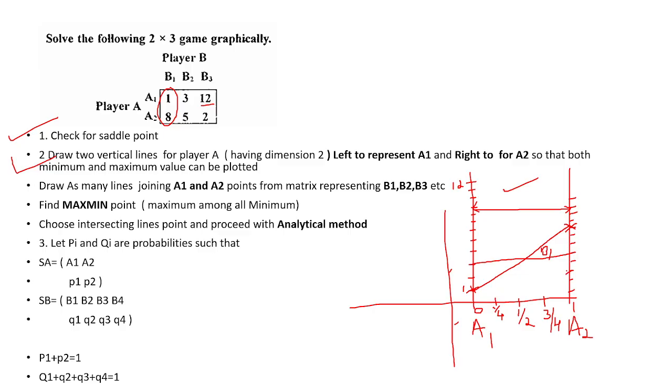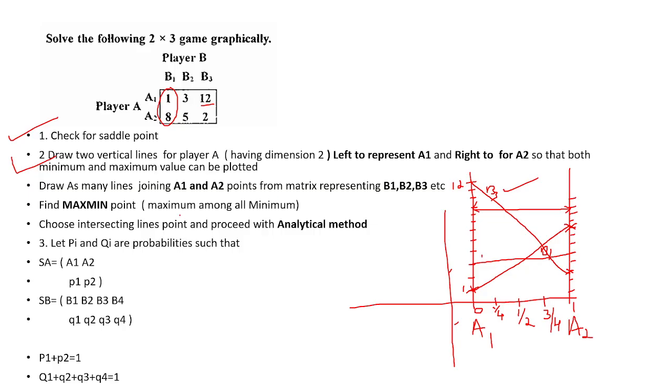12 and 3. Connect these two. Okay. So draw as many lines joining A1 and A2 points from the matrix representing B1, B2, B3. This is B3. This is B2. Like that you have drawn all the lines.